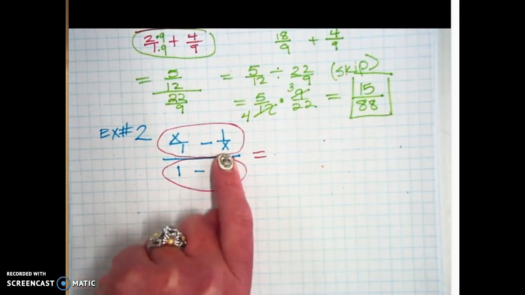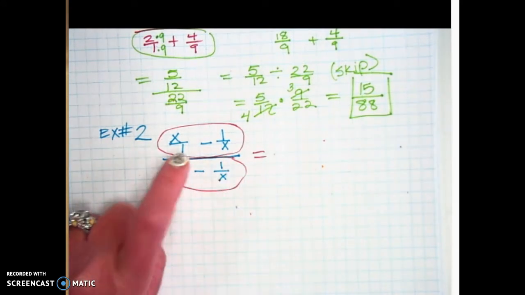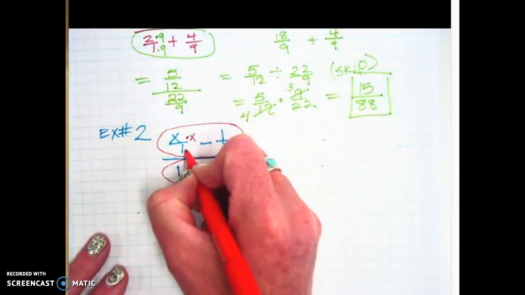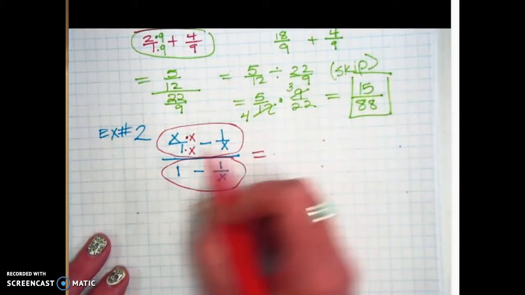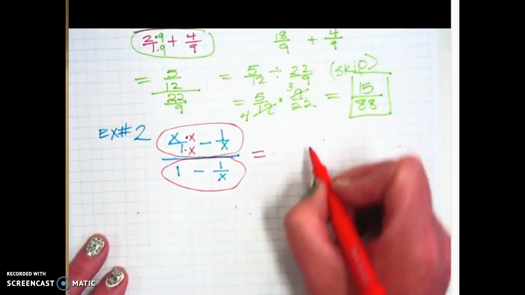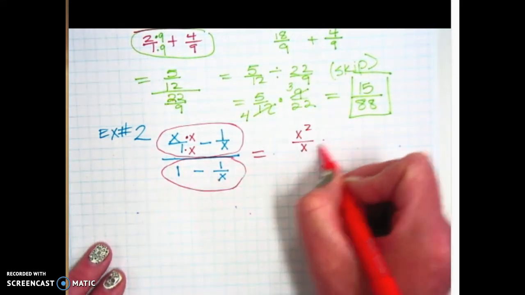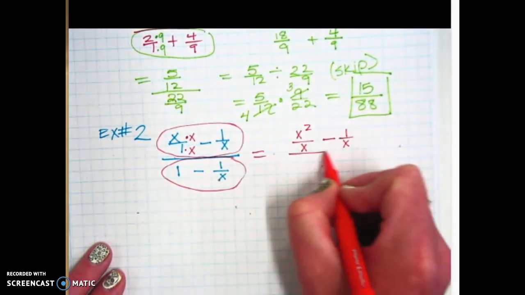Okay, so this one's good, right? Already has a denominator of x. That means for this one, we need to get a denominator of x. So we're going to multiply the numerator by x, and we're going to multiply the denominator by x. So x times x is x squared. 1 times x is x. And then this fraction we said was good, so just rewrite it.